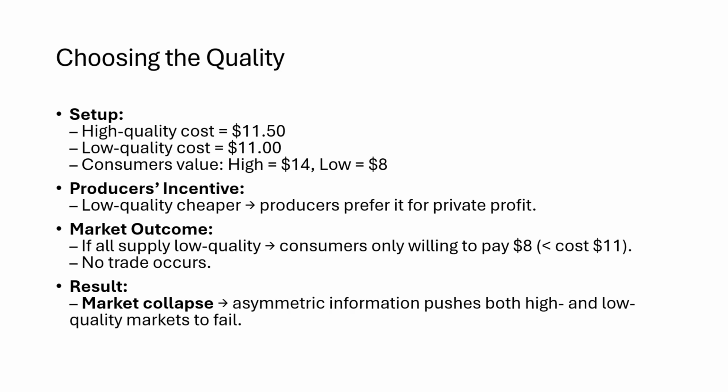Now consider producer choice. High quality cost is $11.50, low quality cost is $11. Because low quality is slightly cheaper, producers may prefer it. But if all producers switch to low quality, consumers will only pay $8, which is below cost. As a result, no trade occurs and the market fails. This is a classic example of market failure caused by asymmetric information.